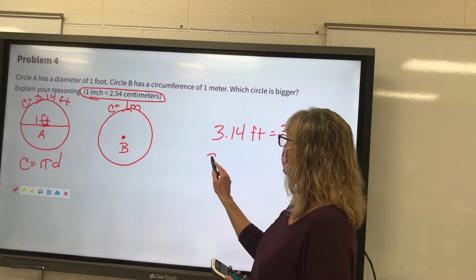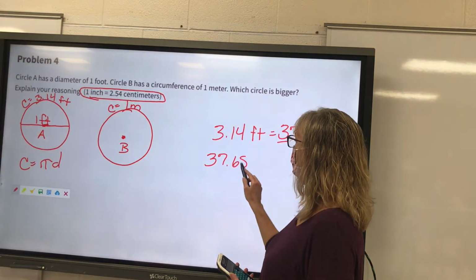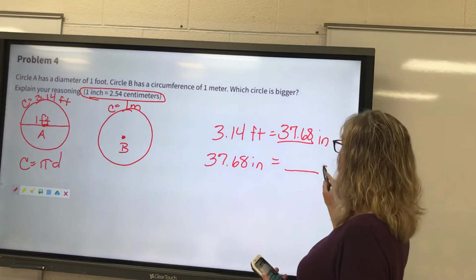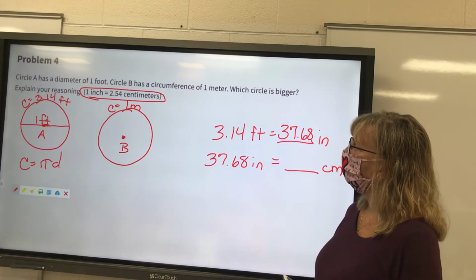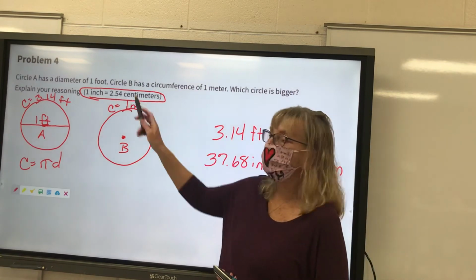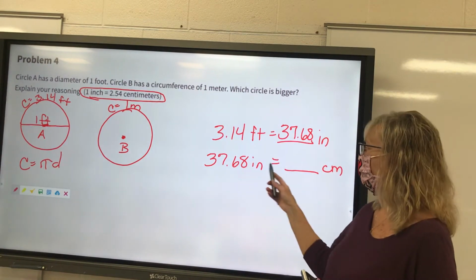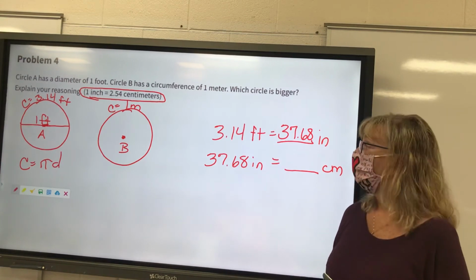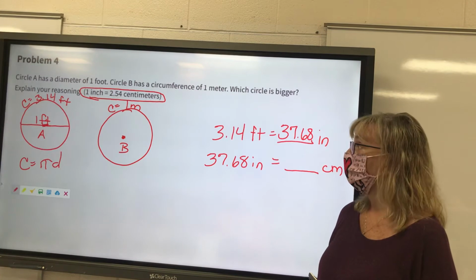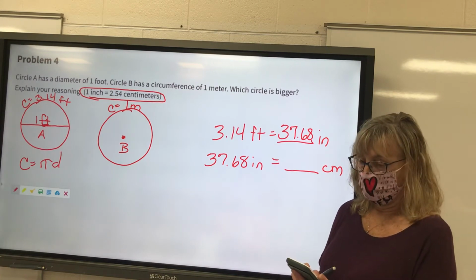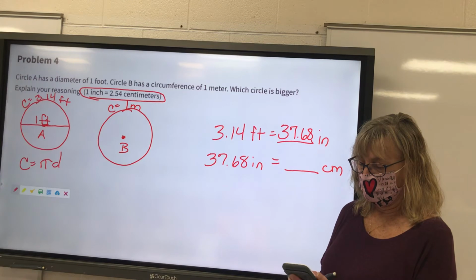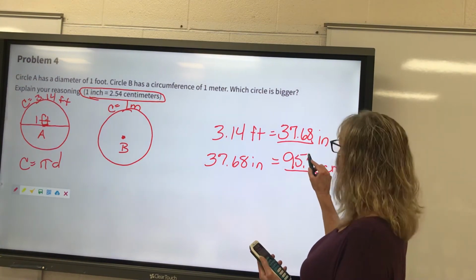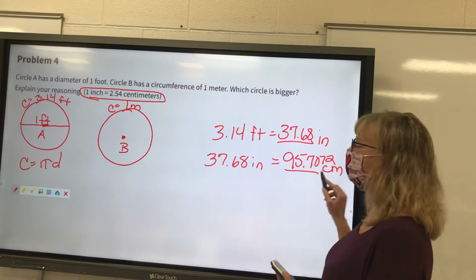But I want to compare it to meters. So I want to know 37.68 inches equals how many meters, but we are told centimeters, so let's go there. So if 1 inch equals 2.54 centimeters, how do I figure out 37.68 inches? Multiply by 2.54. Okay, so we're going to multiply that by 2.54. That gives us 95.7072 centimeters.